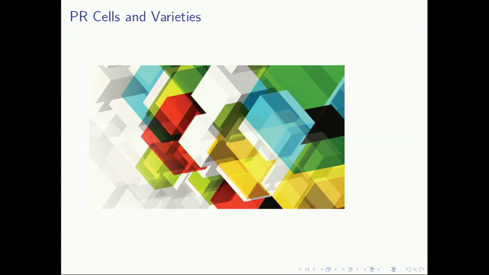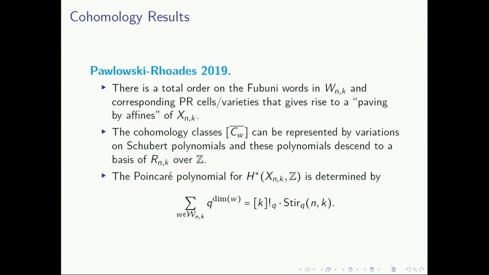Right, it's not a CW complex. They do have weird intersections. And so that's part of what makes it rich and interesting, I guess. So what is nice, though, something did work out that's nice, and that is that they don't have a CW complex, but what Pawlowski-Rhodes shows is there is a particular order you can put on the Fubini words that will make it into a paving by affines.